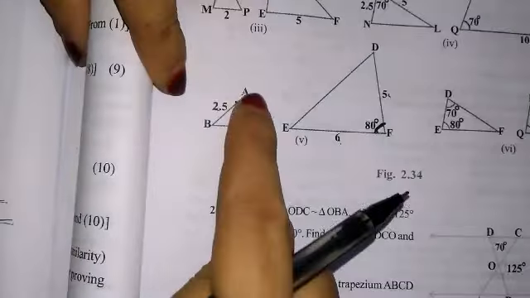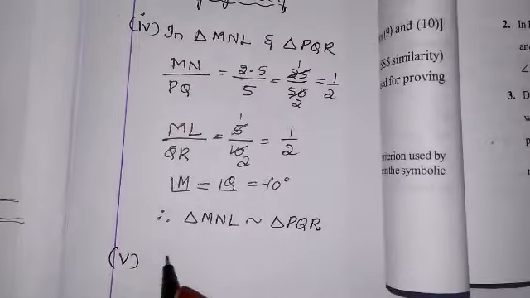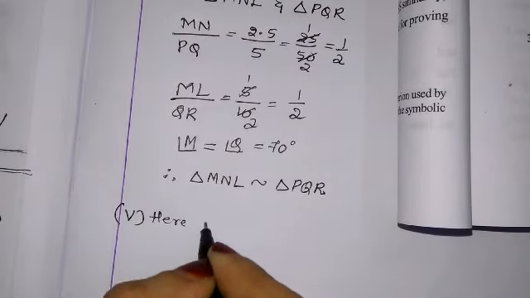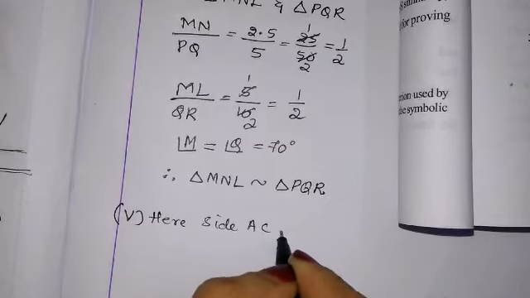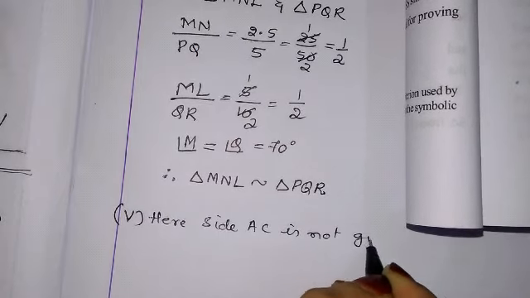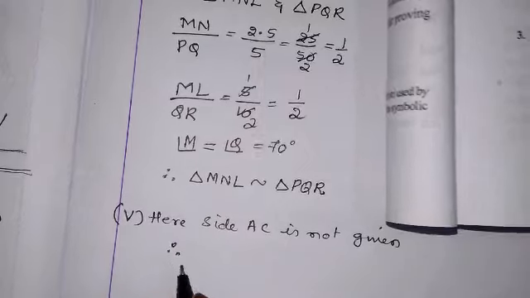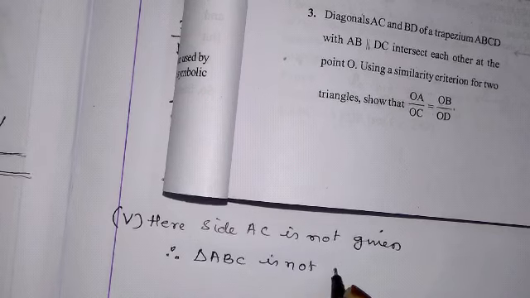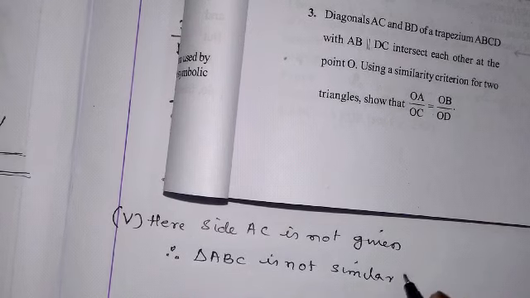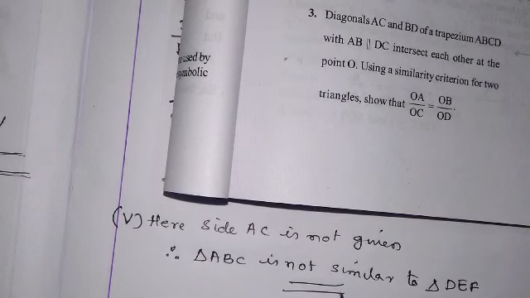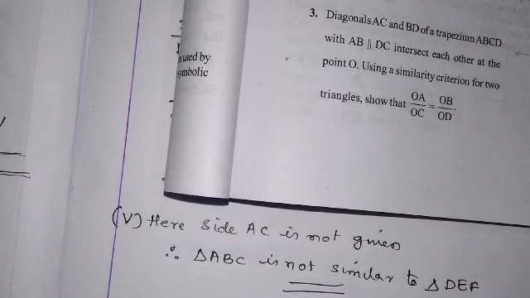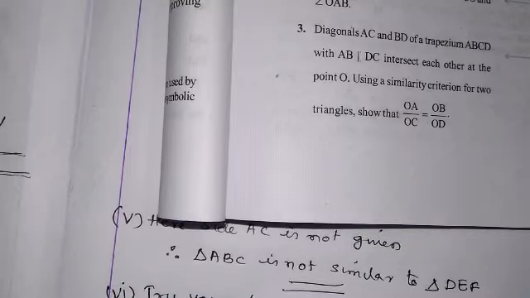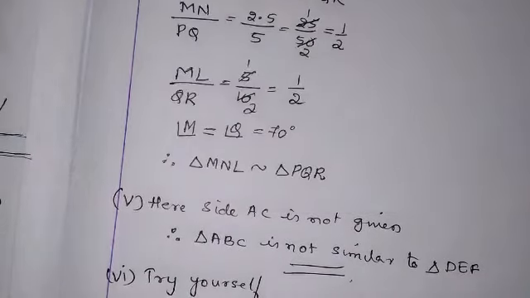Direct here. Here AC side is not given. Here you should write side AC is not given. Therefore, directly you are writing triangle ABC is not similar to triangle DEF. Direct question. It is not similar only. They have not given. So, last sixth you have to try yourself. This is about the first main.